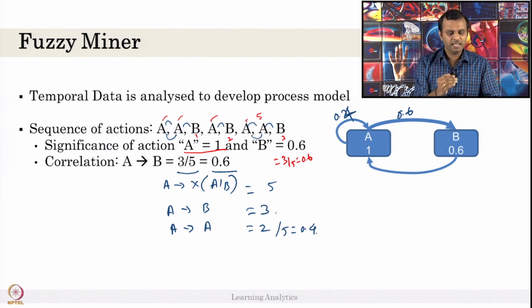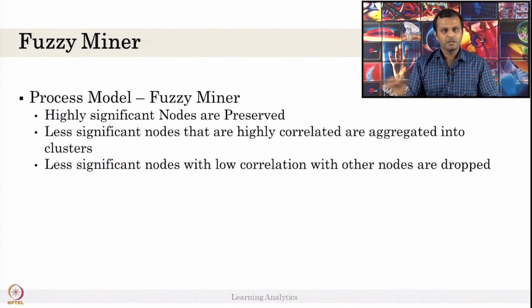Okay. The basics are significance and correlation. Let us look at the rules for fuzzy miner. Highly significant nodes are preserved. Okay. The nodes which are more significant are preserved, we will not remove those nodes.